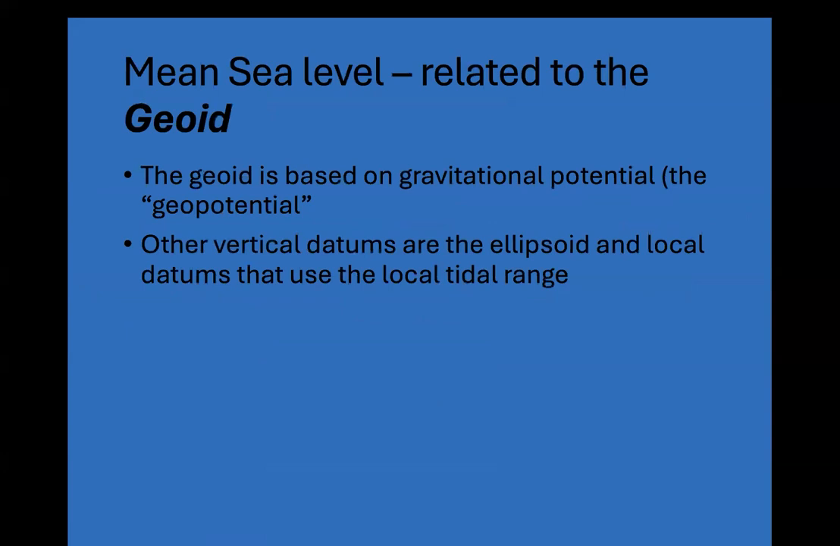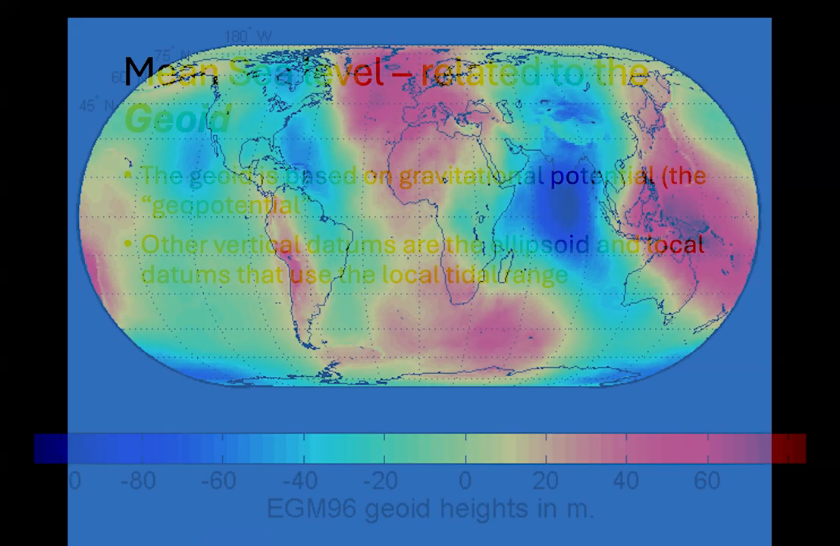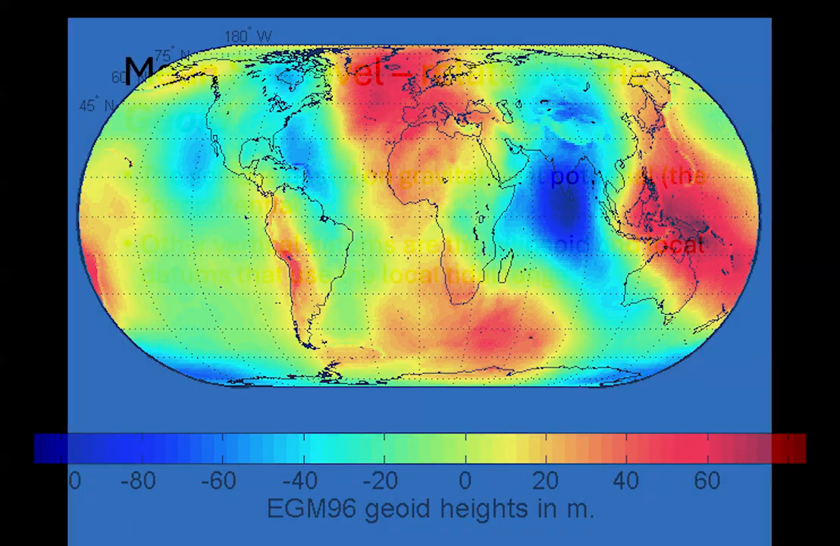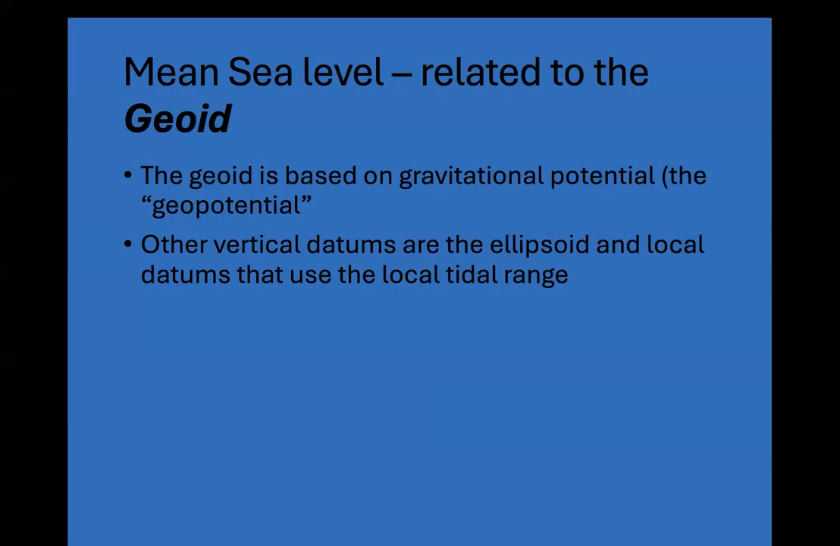So the geoid, we've talked about the geoid before in this class. The geoid is based on the gravitational potential, or geopotential is another term that you might hear related to the geoid. Other types of vertical datums that you may have heard of or that we've talked about in the class are the ellipsoid, and then you could potentially use local datums such as tidal datums. But the geoid is going to be based on gravity, and of course, because the sea is liquid, it's going to be strongly affected by gravity as well.